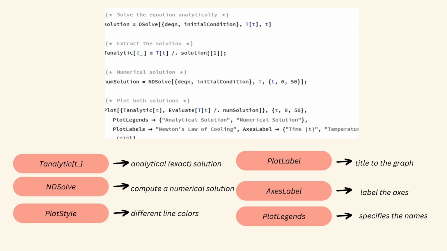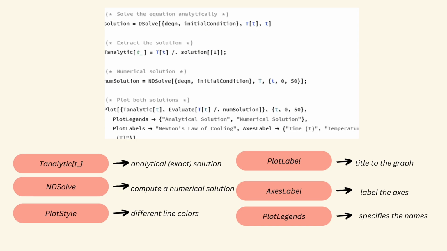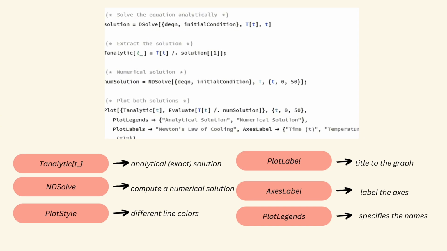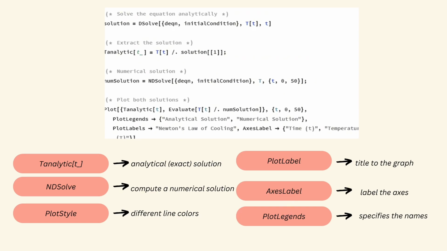The PlotLabel option is used to add a title to the graph, in this case, Newton's law of cooling, to provide context. The AxesLabel option allows us to label the axes, where the x-axis is labeled as time t to represent the passage of time, and the y-axis is labeled as temperature T to represent the object temperature. Lastly, we include a legend using PlotLegends, which specifies the names of the two solutions, analytical solution and numerical solution, for easy interpretation of the graph.